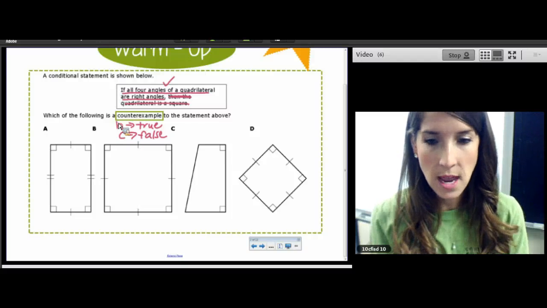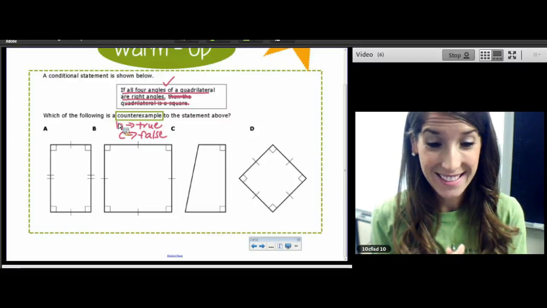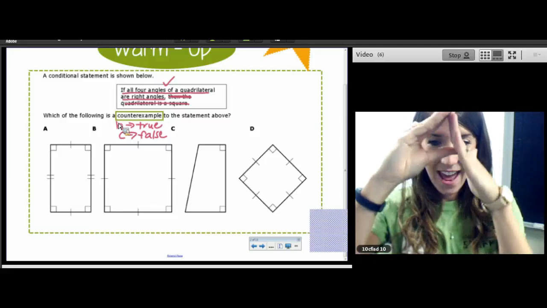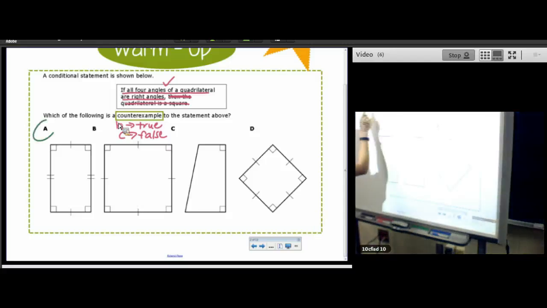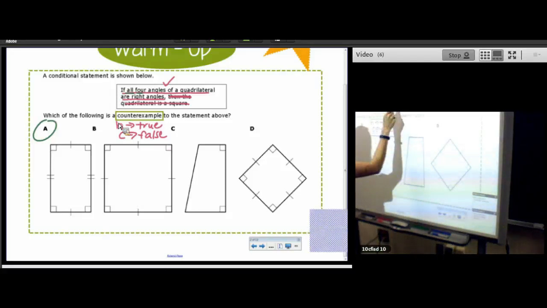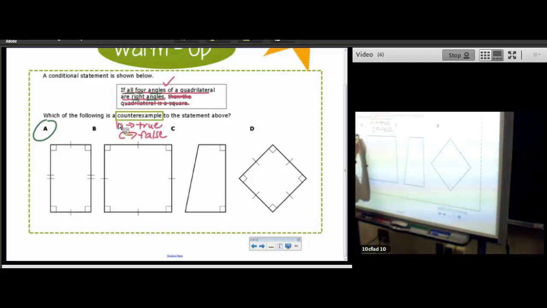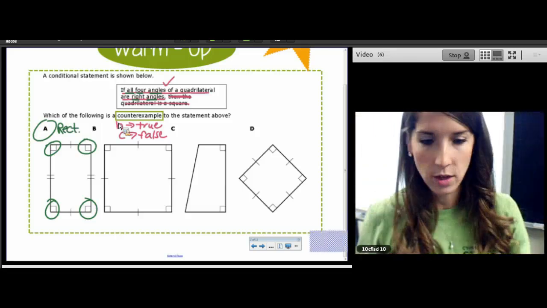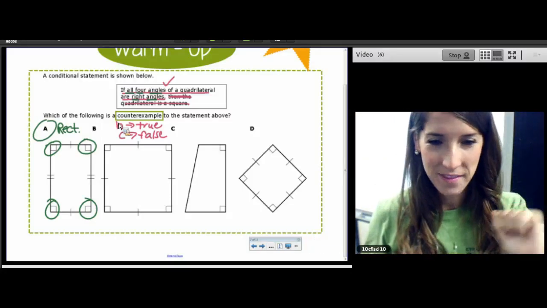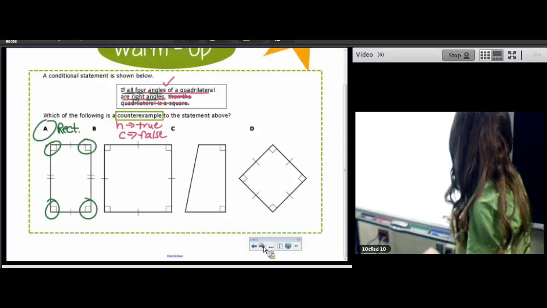So the answer would be A. A is the answer, because A is the one that does have all four angles are right angles. Do you agree? 1, 2, 3, 4. They're all right angles. But A is not a square. It's a rectangle. So A would be a counterexample. No problem. Okay, let's check the answers.